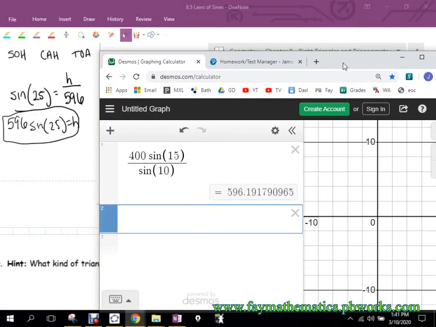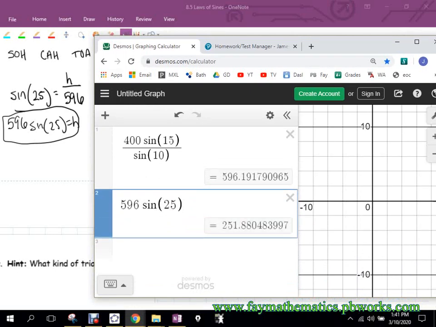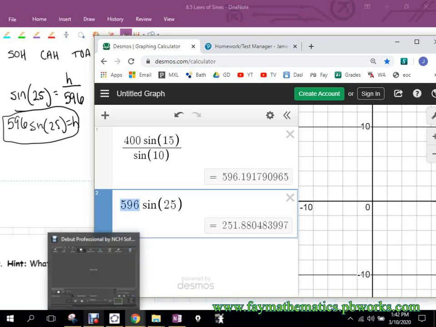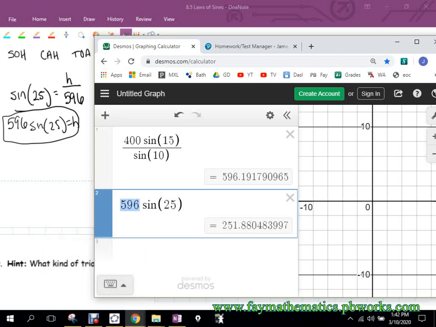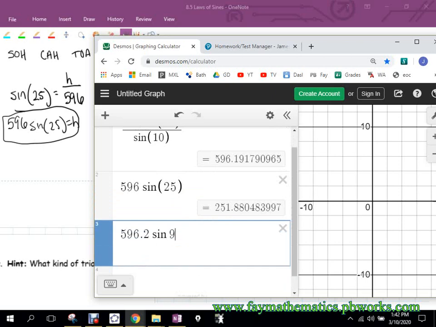Well, right now, if I go 596, and I round that, and I go sine of 25, it gives me 251.8. But I rounded that number quite a bit, correct? Even if I round it to 596.2, so let's put a series of these values here, 596.2 sine of 25.